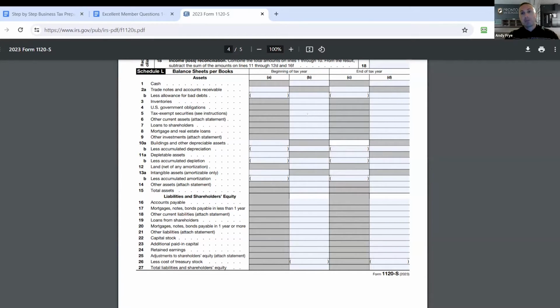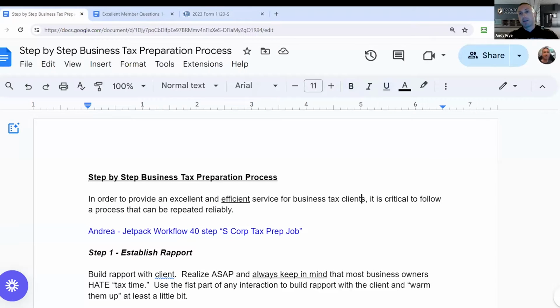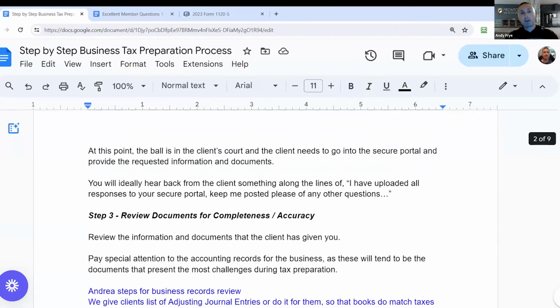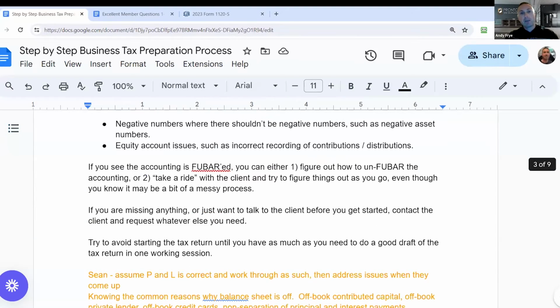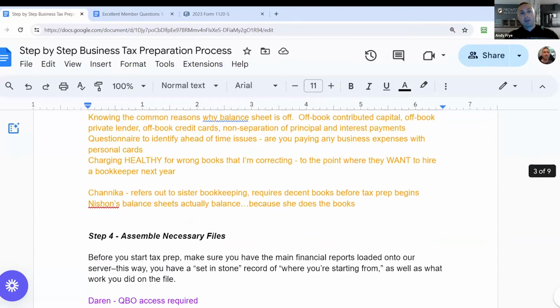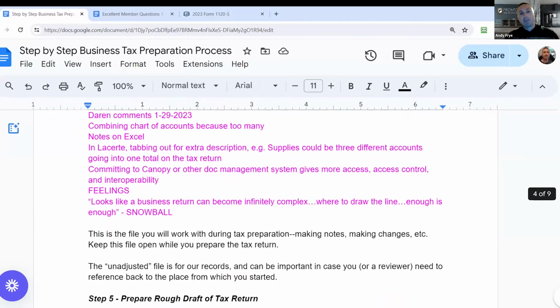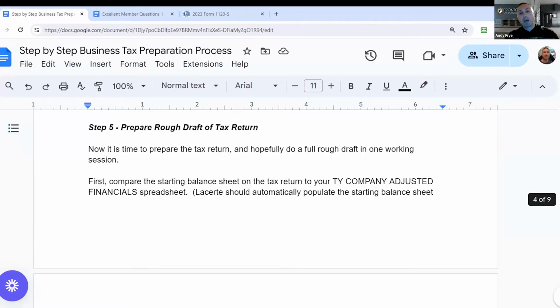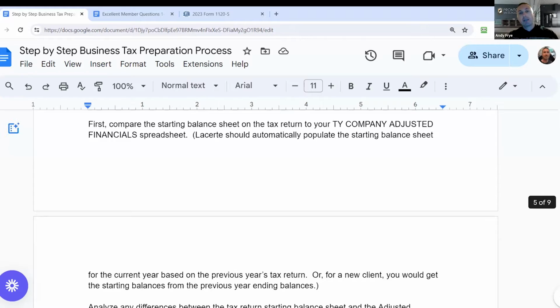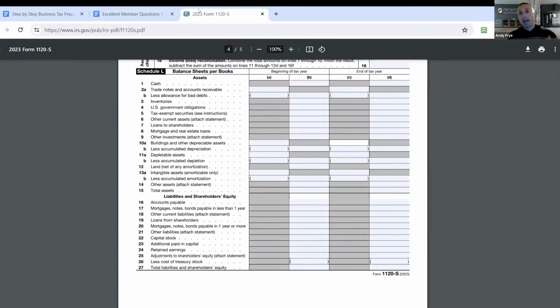So when you get the original return, like if you pull back to the step-by-step process I've been trying to work on, the most common issue, or one of the most common issues, is going to be the starting balance. The starting balance is when you look at last year's tax return.